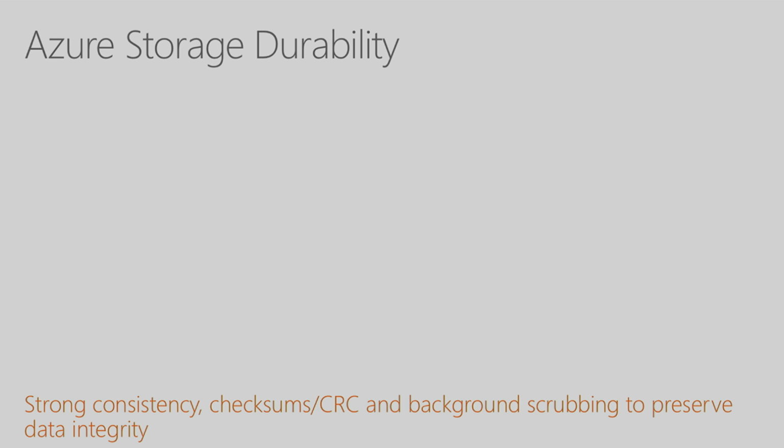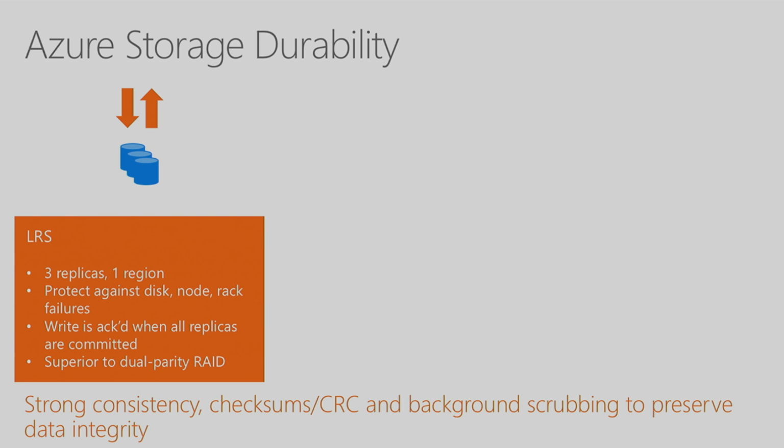When you write the data to our platform, we write it to 3 different disks on 3 different racks, and we only ack the write back when the write has been committed to all 3 copies. So if you have an application that's writing and then other applications are reading, you never have this eventually consistent problem that some cloud platforms have.